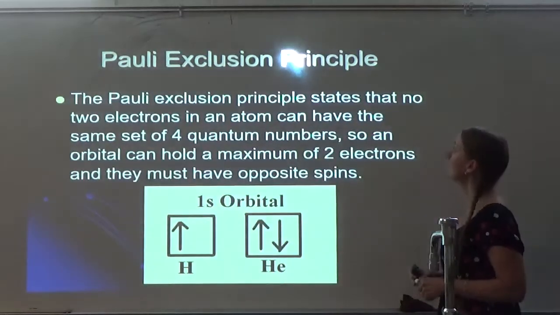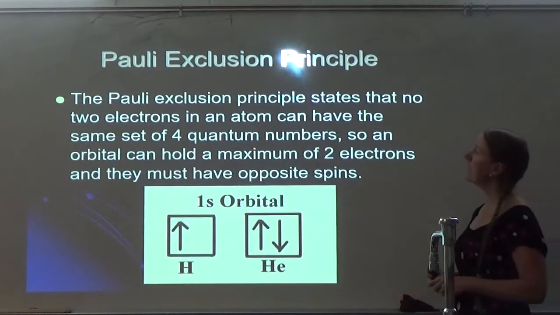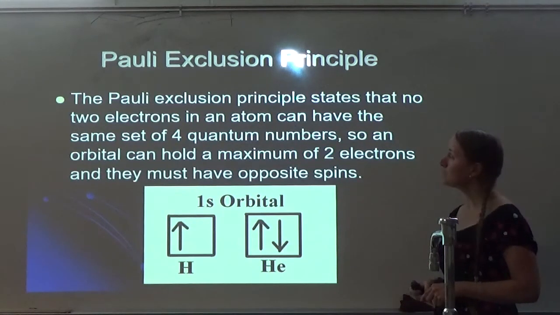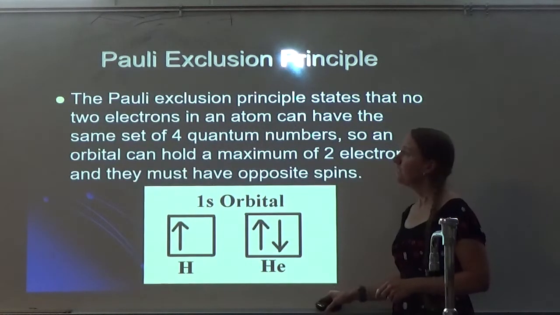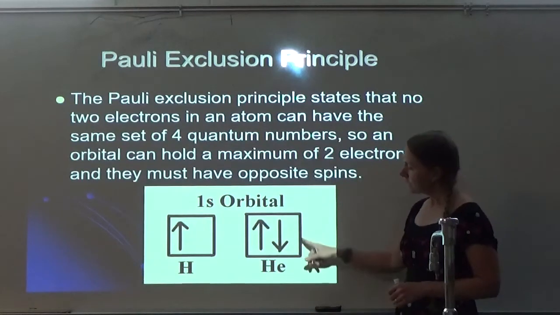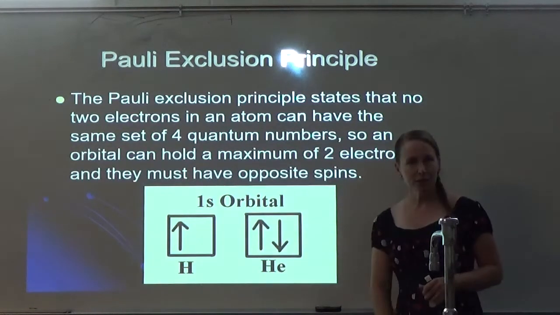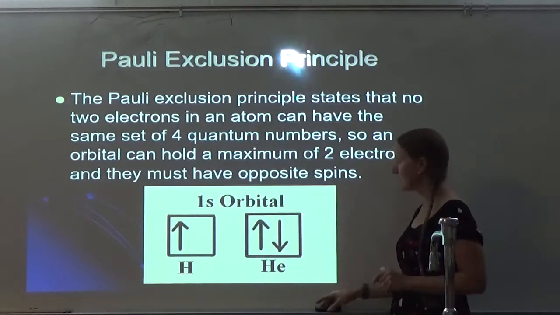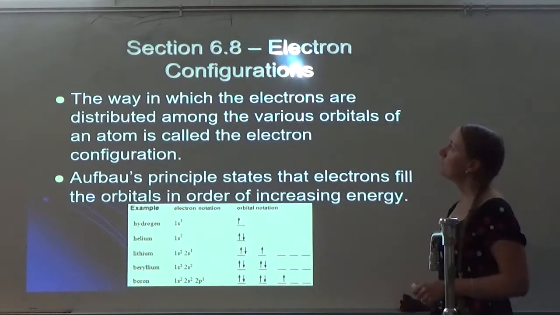The Pauli exclusion principle states that no 2 electrons in an atom can have the same set of 4 quantum numbers. So each orbital can hold a maximum of 2 electrons and they must have opposite spins. Okay, so Pauli exclusion principle states an orbital can hold at most 2 electrons, and if 2 go in the same orbital, they must have opposite spin. Okay, we've already discussed that before.